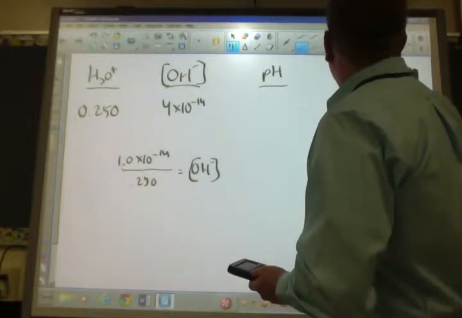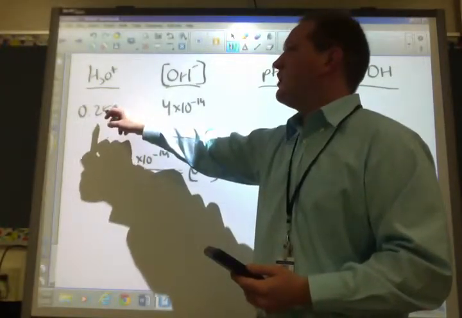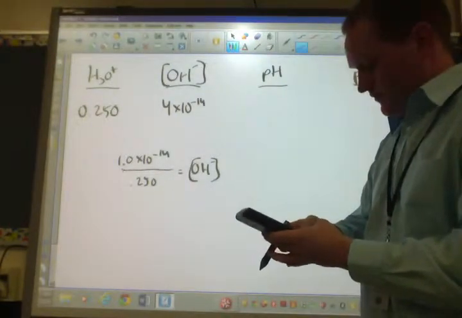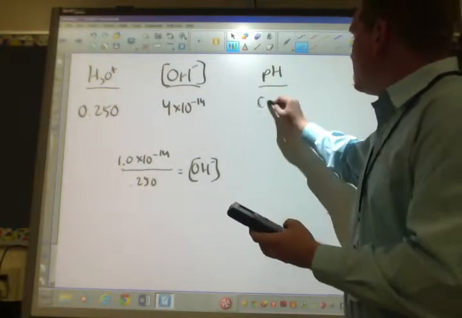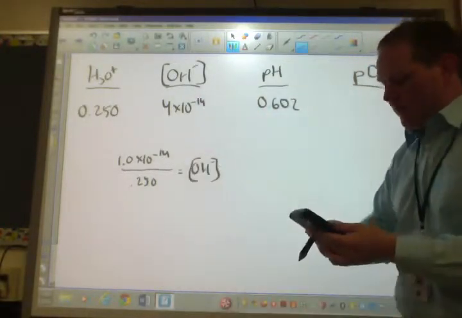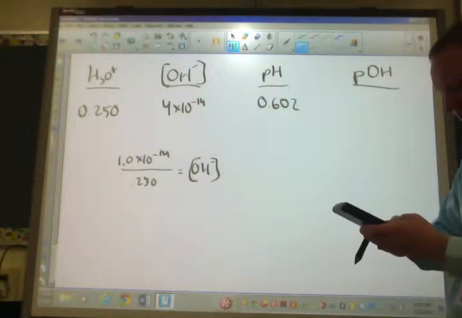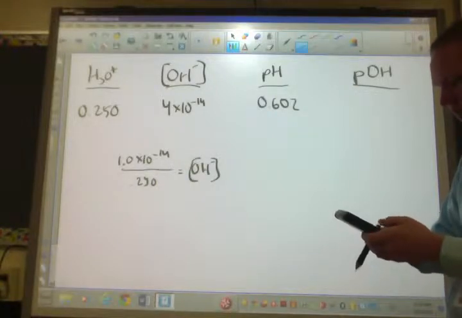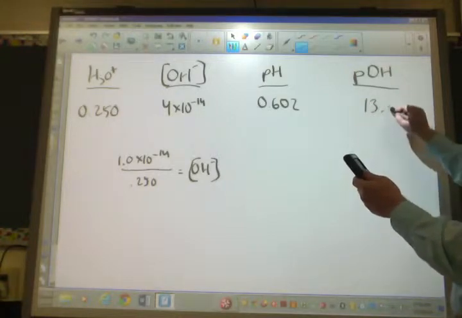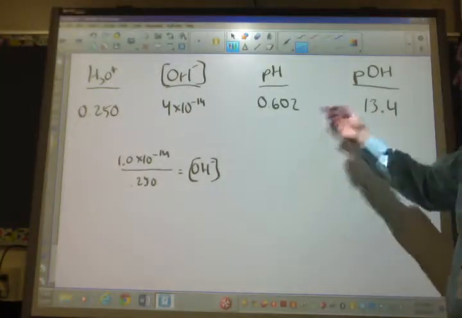pH, pOH. For this, negative log of the hydronium concentration gives me pH, 0.602. Negative log of this, 4E negative 14, gives me pOH. Okay, so negative log of that, 13 point, and I'll go with 3 sig figs here, 13.4. Another way you could figure this out, once you get that, is just do 14 minus pH. So you can see it's pretty close.